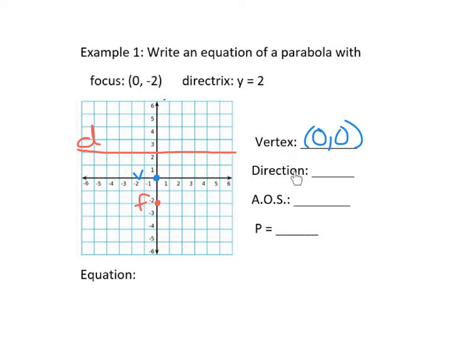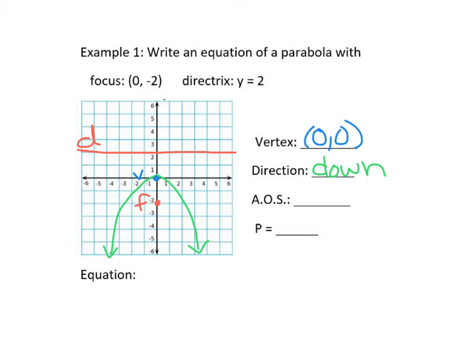So my direction is whether I open up, down, left, or right. I know that I need to go around the focus. Never, ever, ever draw your parabola through the directrix. You can think about this as a boundary line. Never cross the directrix. So that means I will be opening this parabola down around the focus. I'm not really sure how wide it's supposed to be just with this information, so you can just draw it kind of in general. So my direction, it opens down.